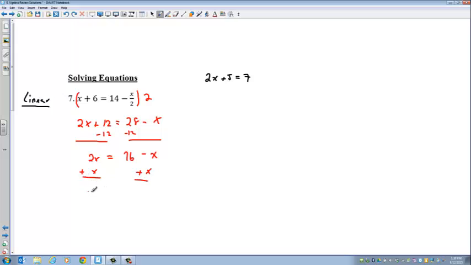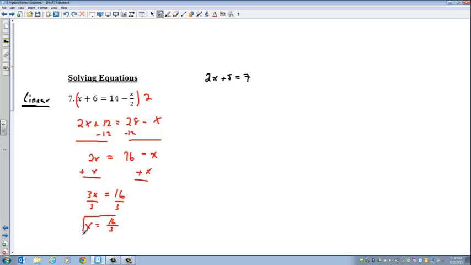And so now we have all the x stuff to one side, so we have 3 x's is equal to 16. And then to get rid of the 3, since we're multiplying, we just do the opposite. Notice we are multiplying there. So it's divide by 3, and we get our answer, x is equal to 16 over 3.